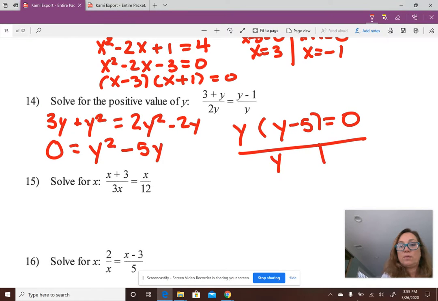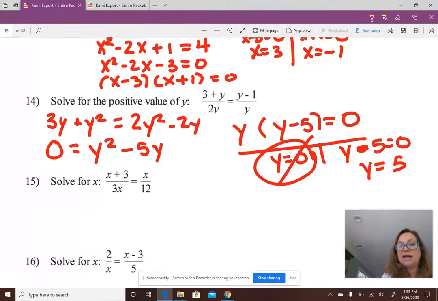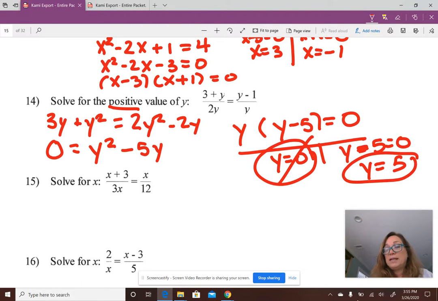So I get y equals 0, and I get y minus 5 equals 0. So y equals 5. This is not allowed because that would make the denominator 0. It says state positive. 0 is not positive. It's not negative, but it's not positive. So the correct answer is 5.